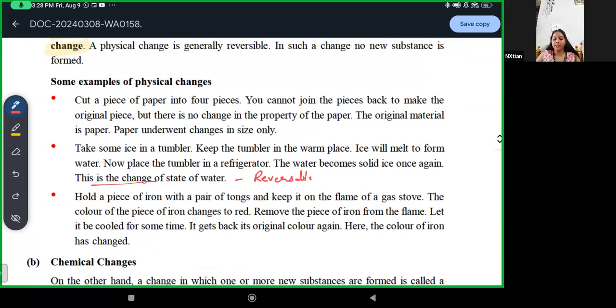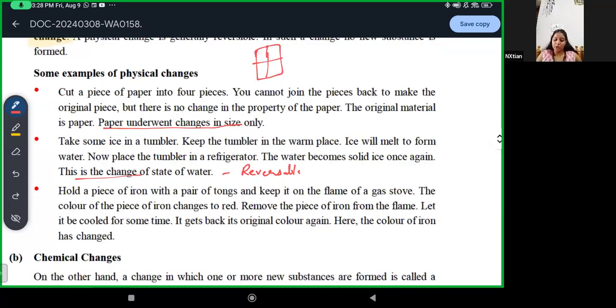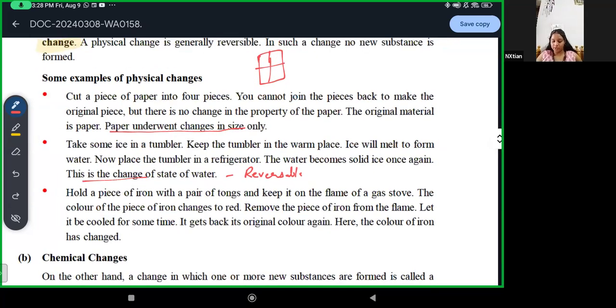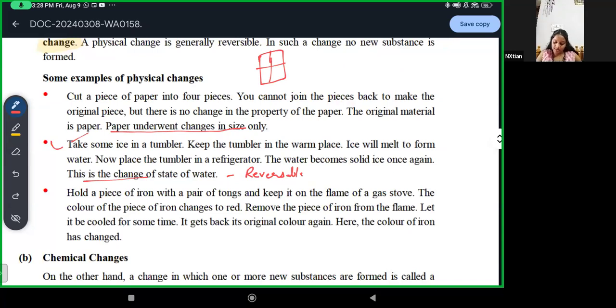Okay, first one. If we cut a paper into four pieces, you cannot join the pieces back to make the original piece, but there is no change in the property of the paper. Original material is paper. Paper underwent changes in size only. Okay, this is irreversible, but a physical change, because change in size happened. Here, change in state happened.